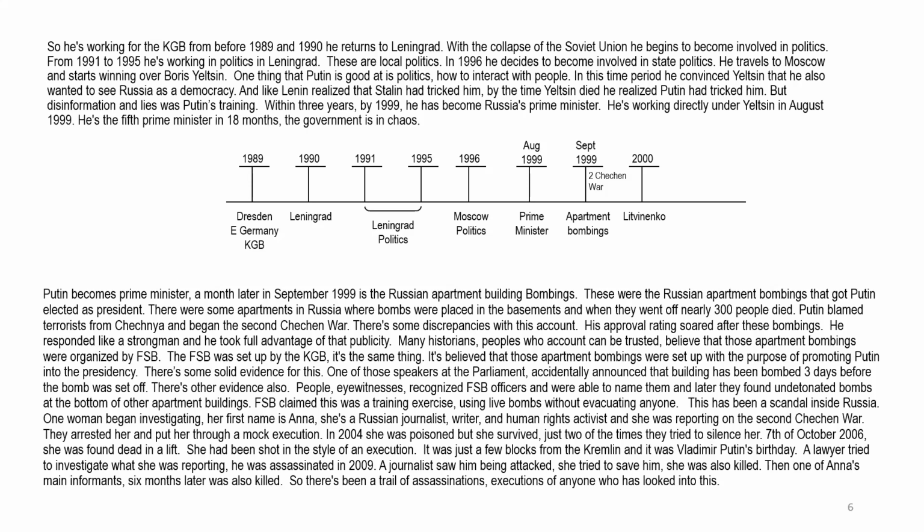A lawyer tried to investigate what she was reporting. He was assassinated in 2009. A journalist saw him being attacked. She tried to save him. She was also killed. Then one of Anna's main informants 6 months later was also killed. So there's been a trail of assassinations, executions of anyone who has looked into this. You're brutal.